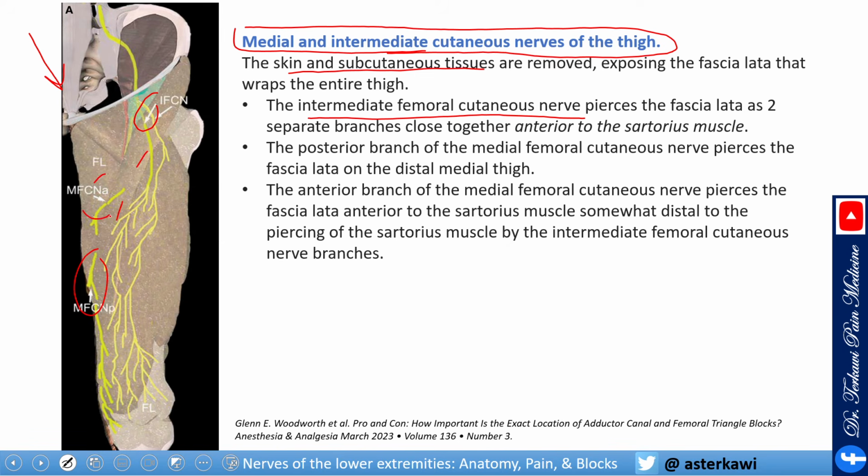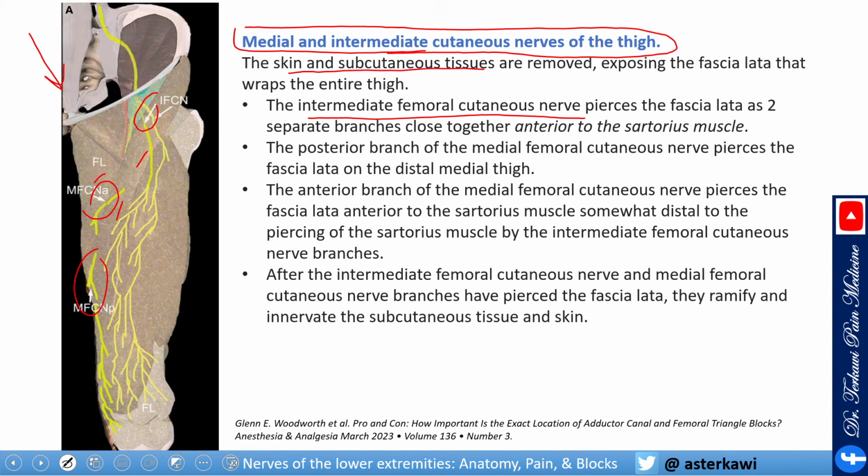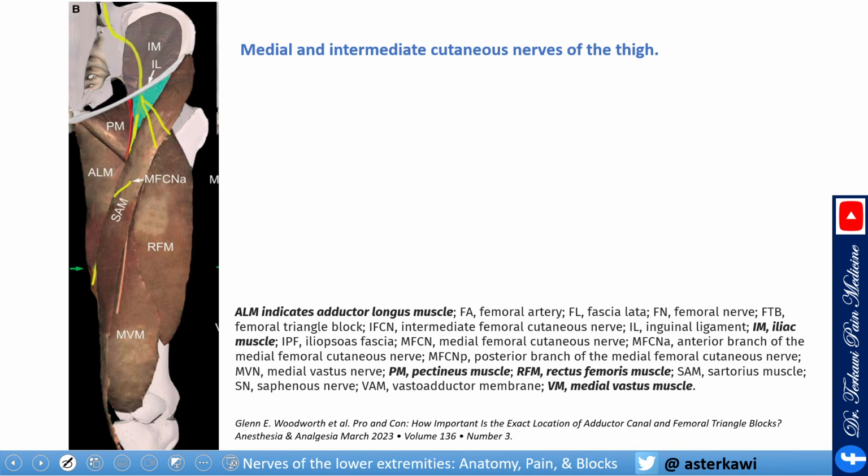So that's the sartorius anterior, somewhat distal to the piercing of the sartorius muscle by the intermediate femoral cutaneous nerve. After the intermediate femoral cutaneous nerve and medial femoral cutaneous nerve branches have pierced the fascia lata, they ramify and innervate the subcutaneous tissue of the skin, as you see here.